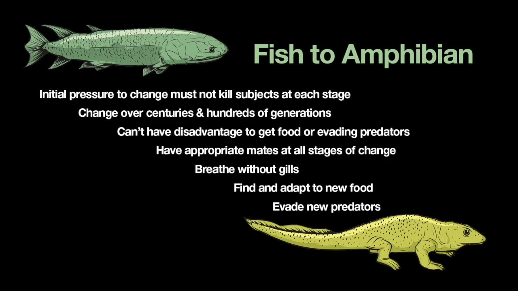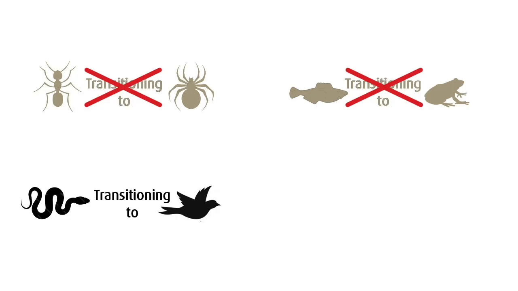Now, there have been some candidates that have been proposed to be a transitional form between fish and amphibians, but they have since been examined by other evolutionists and reclassified and said, no, they're not really transitional forms after all. So they end up either as fish or amphibians and no transitional forms. These conditions would be true for all transitional forms. What about transitioning from reptile to bird?